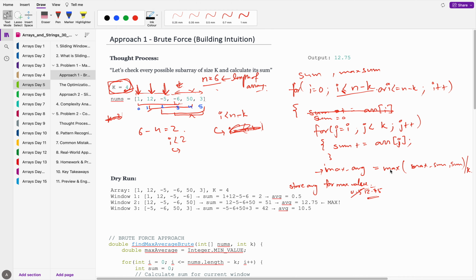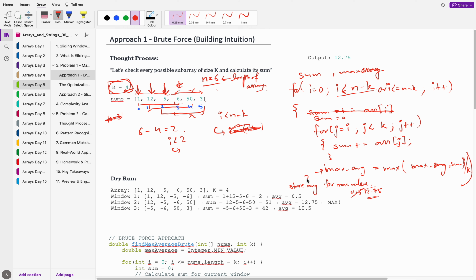That's what you can do. And you can just directly do what? Keep it as max average itself without making it complex. Max average has come, and put the bracket outside instead of here. Okay, that's how you can do it.